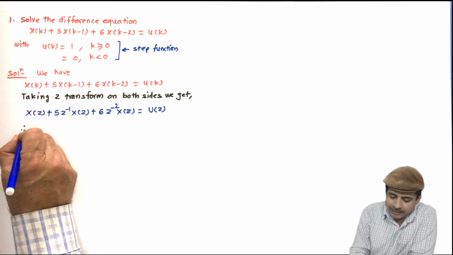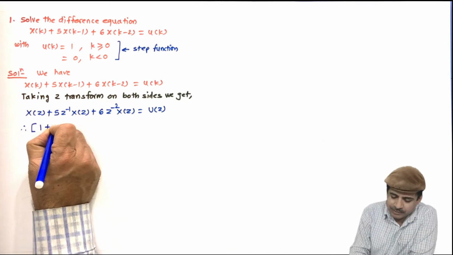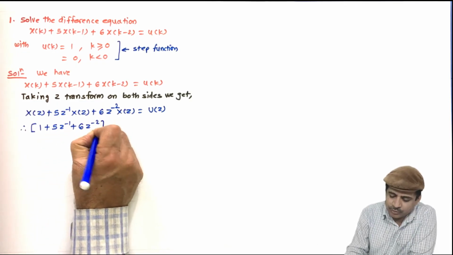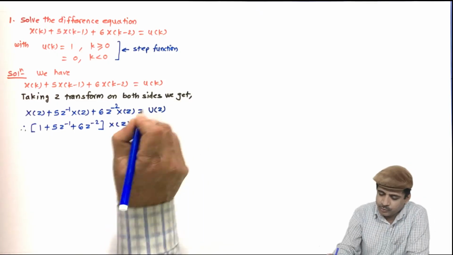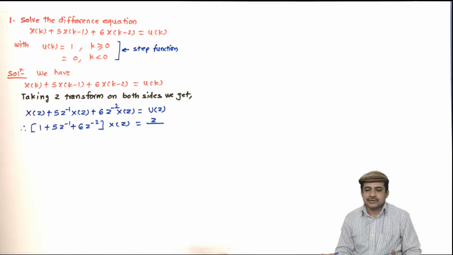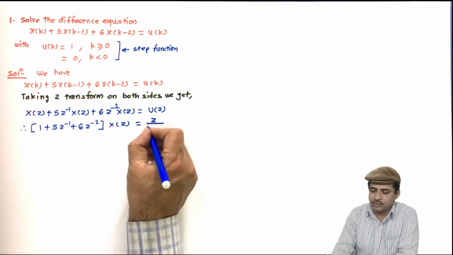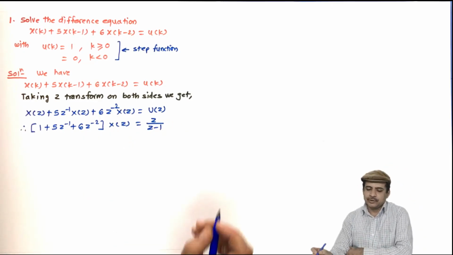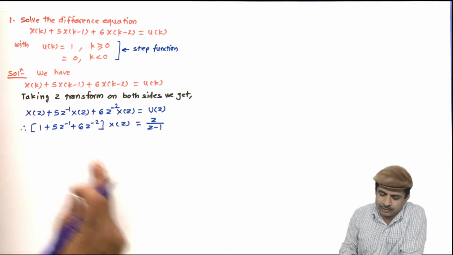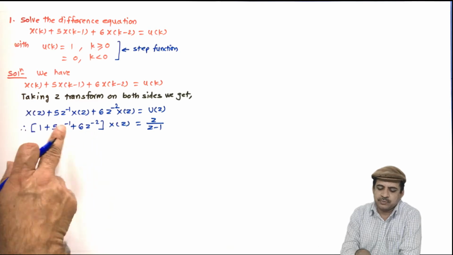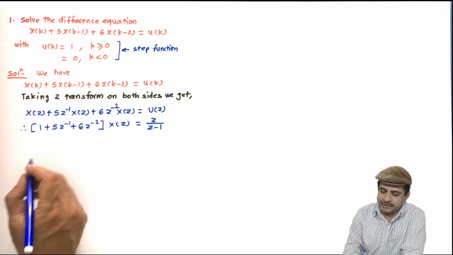So what I can do now? I can take x of z common. So 1 plus 5 z raised to minus 1 plus 6 z raised to minus 2, into x of z, is equal to u of z, which is the z transform of 1, because we are taking only a causal sequence. So it is 1 for k greater than or equal to 0, and z transform of 1 is z upon z minus 1. And now what I will do? I will multiply on both sides with z square to convert this form into positive powers of z.